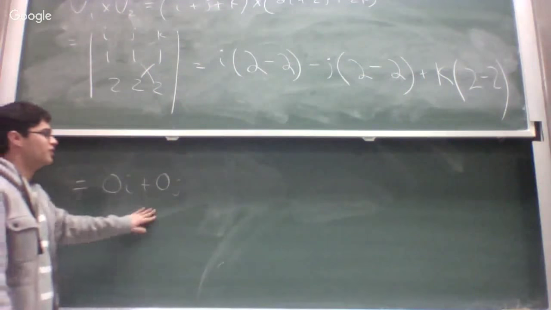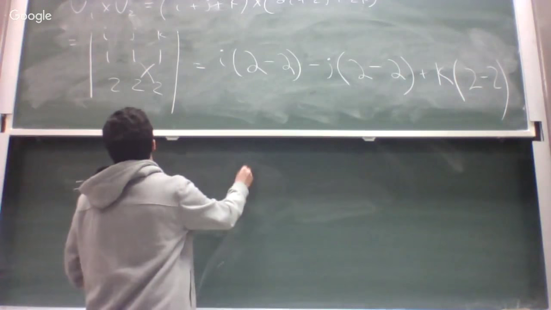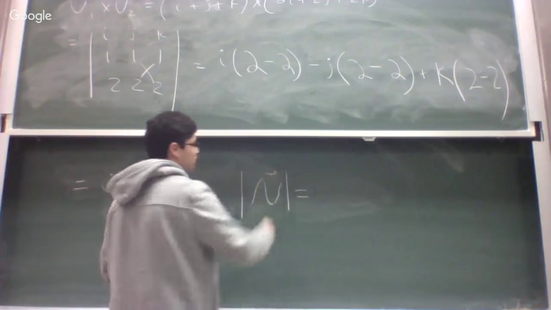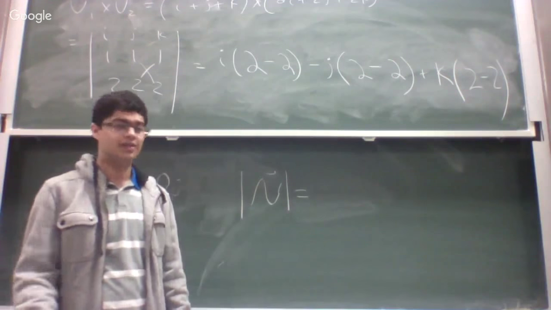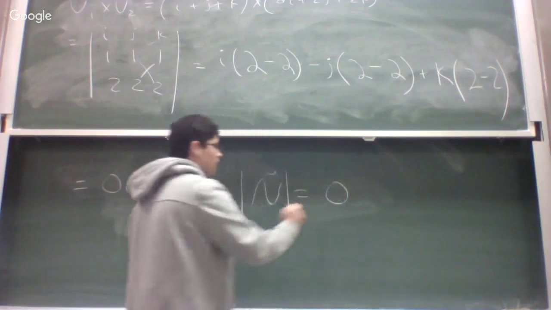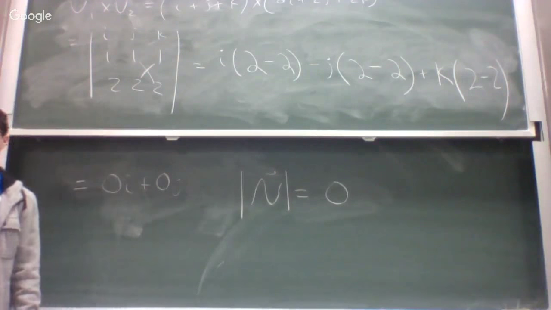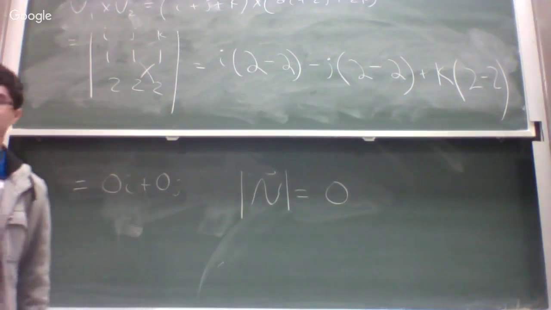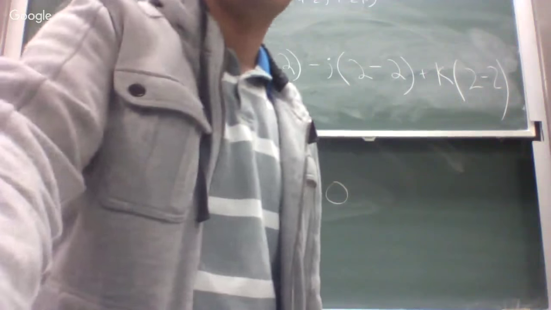Now the magnitude of this, we'll just call it n, would be what? It'd be 0. This has no directionality. You guys understand that difference? If you just put 0 without i or j, it'd be wrong.